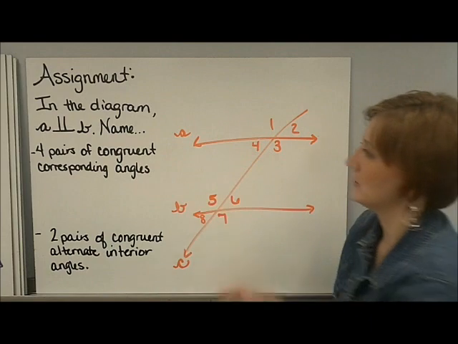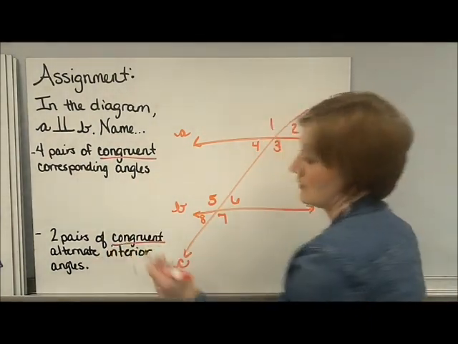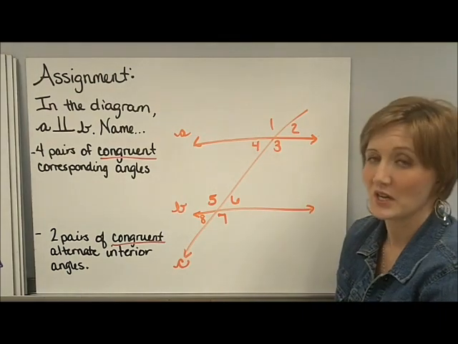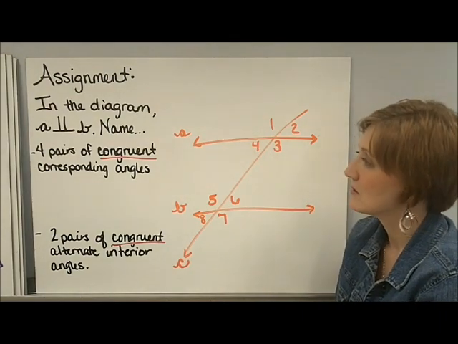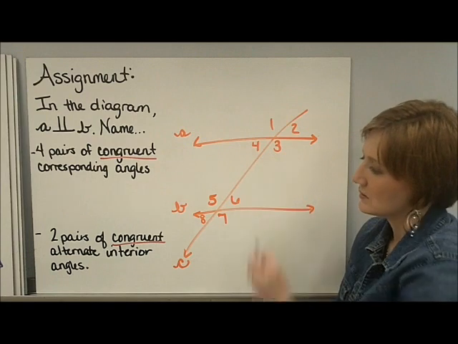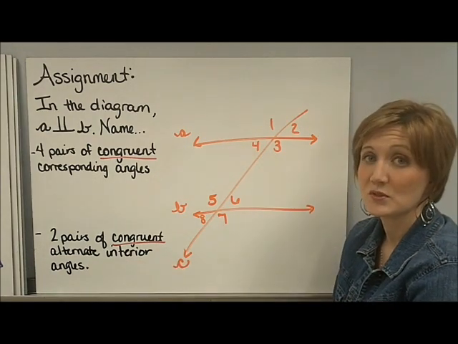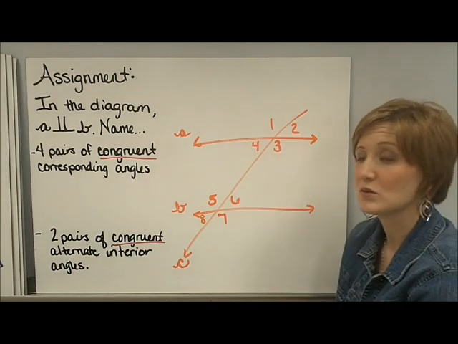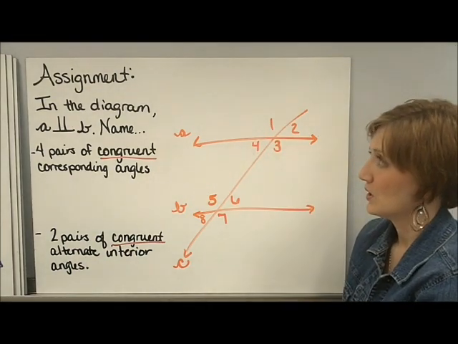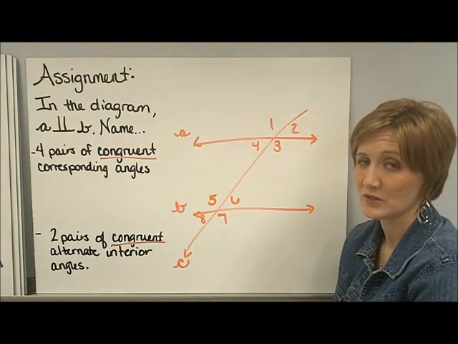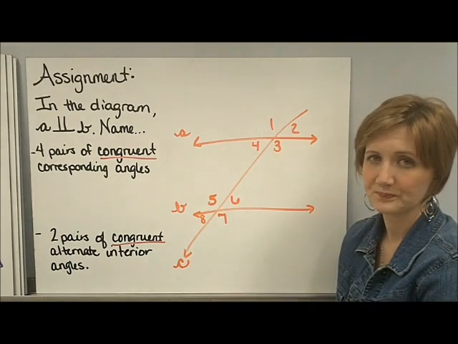Remembering that congruent means equal measures. Corresponding, we're talking about same places, same spots in the system. And alternate interior is going to deal with those ones that come between those two parallel lines. So this is what I expect you to have for me for tomorrow for notes after you've watched this video.